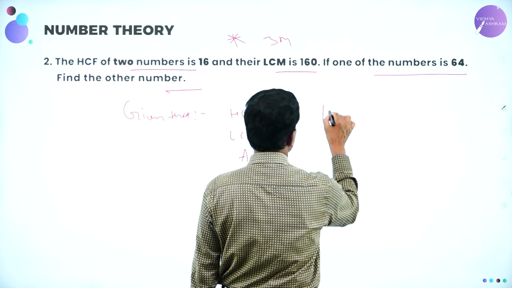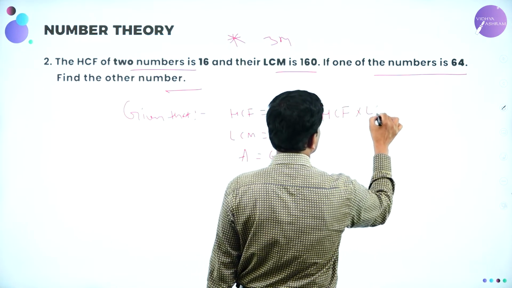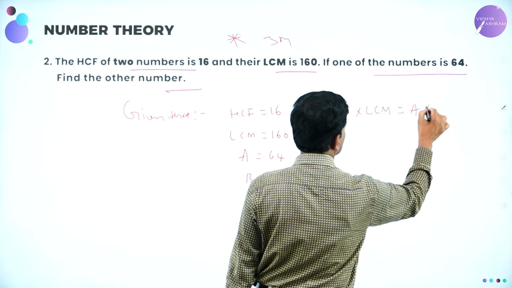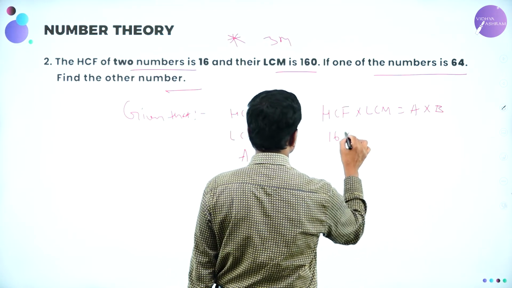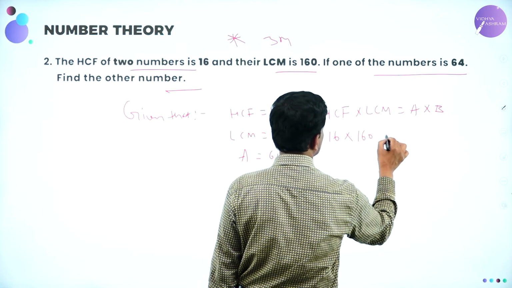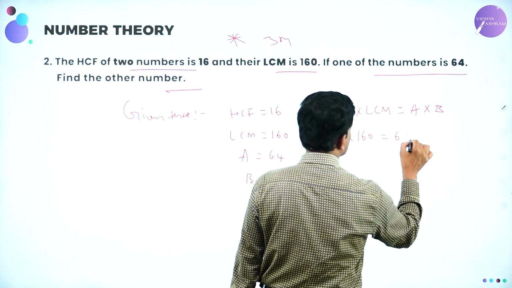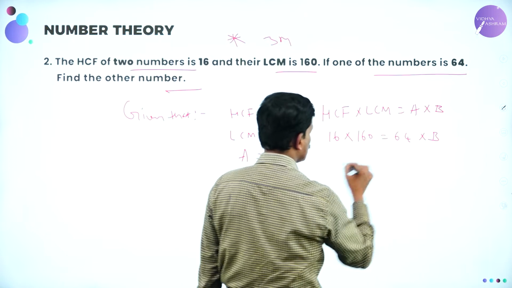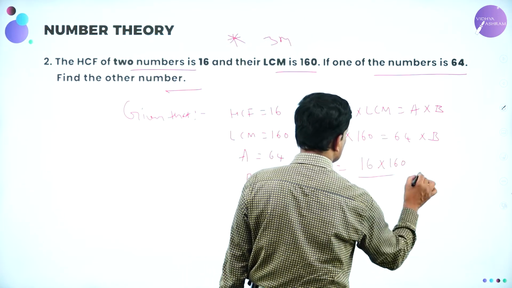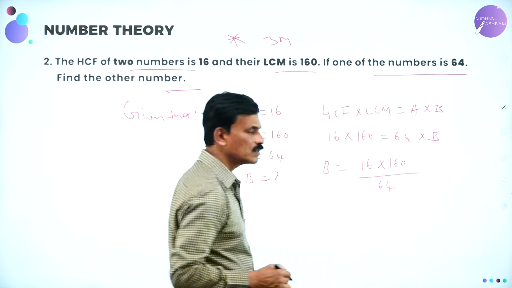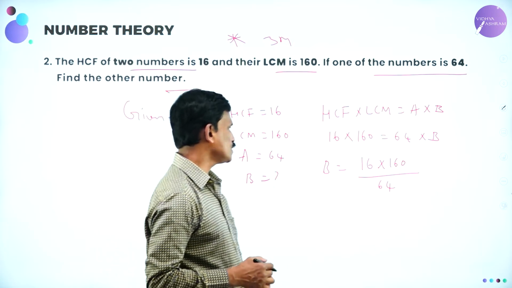So, you know the relation: HCF into LCM is equal to A into B. What is HCF? HCF is 16, LCM is 160, is equal to A, which is 64, into B. So B can be written as 16 into 160 divided by 64, right. So, what is this equal to?